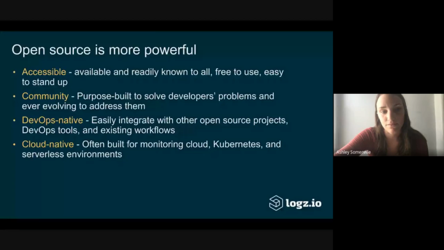It's DevOps native. So this goes back to who's actually developing these open source tools. They're DevOps engineers. So they're written to easily integrate with other open source projects. You deploy Kubernetes, it's one line of code and you have Prometheus. And it's cloud native. So same thing, these DevOps engineers that are developing these open source projects, they're working in the cloud. So these projects that they're building are often built for monitoring the cloud.